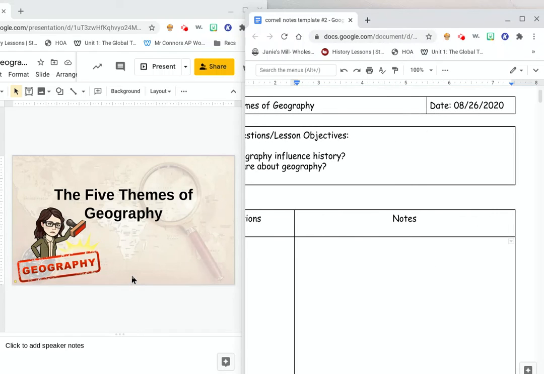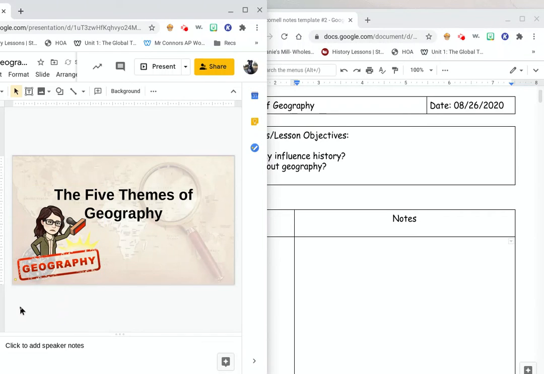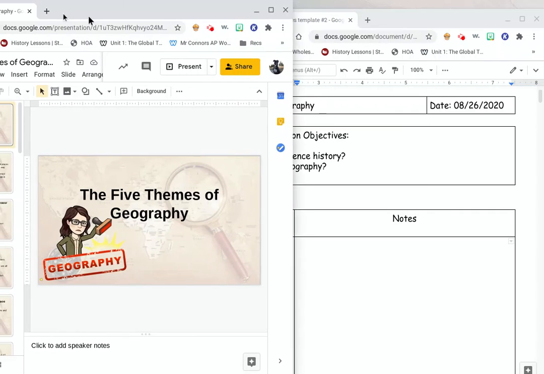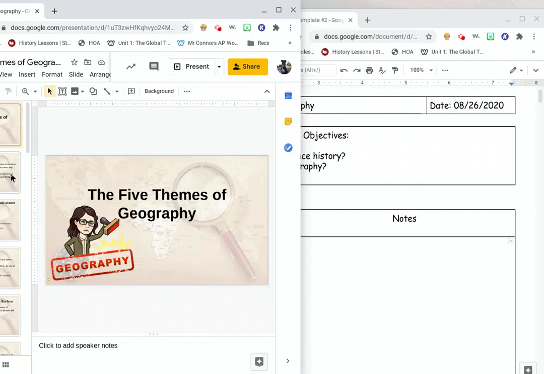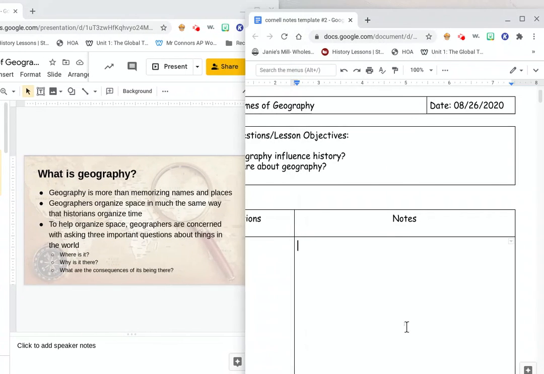All right, we are ready to get started. And please pardon me as I troubleshoot through some of these problems. Now, the first slide is a lot of information written down, but we are only going to focus on a couple key takeaways. One of which is, and I'm going to put this in bold, geography organizes space.